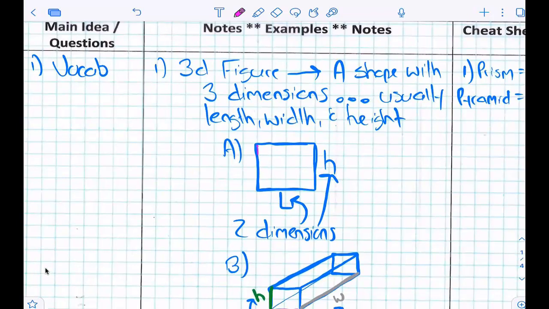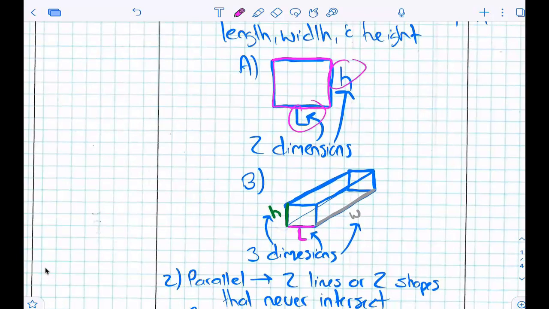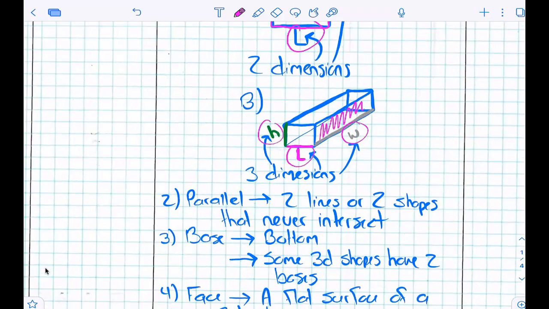Question. This is a 2D shape because it is flat. And 2D shapes have how many dimensions? 2. This is a 3D shape because it has some faces. It has some thickness to it, right? Yeah. And a 3D shape has how many dimensions? 3.